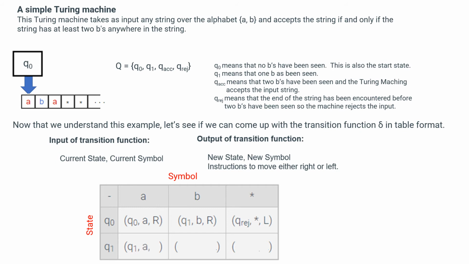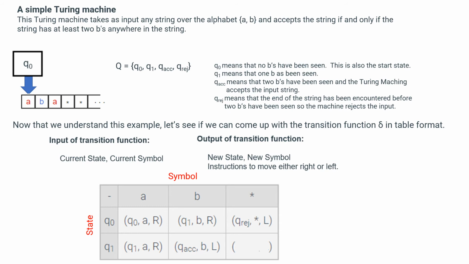What's going to be the new symbol? Well, again, we're not changing symbols here, so it would stay an A. And again, we just keep moving to the right, so it would be an R, except for those cases where we get to the very end. Now, what if we have Q1 state and we encounter a B? That's when the state changes to QACC, because it's just found the second B, and that means it's been accepted. And again, it doesn't change the symbol. And here again, just arbitrarily, they decided to move left there.